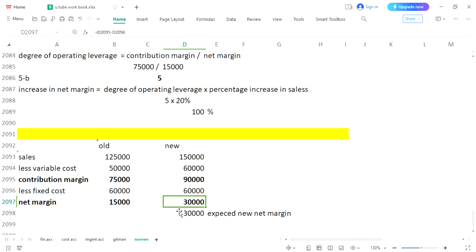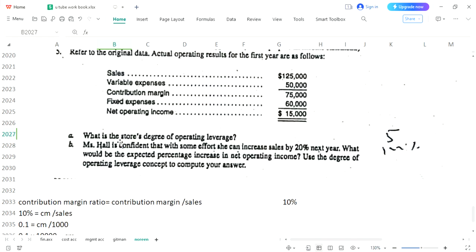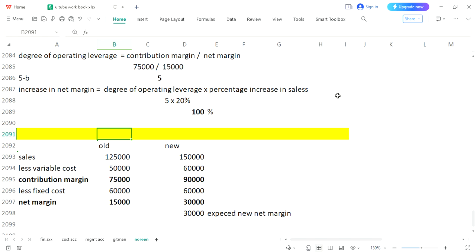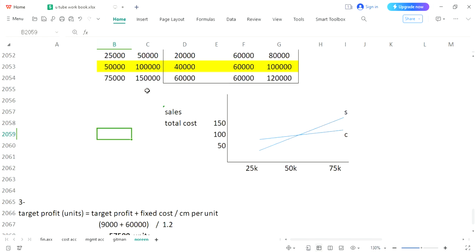Okay, we have proved it. You can see 30,000 was already written over here. As we calculated, 100% would be the change in net margin if 20% sale is increasing. Can you imagine? Only 20% sale has been increased, with which our net margin has been increased 100%, which is 30,000. We predicted without calculation that it should be 30,000, and thankfully it came 30,000. So in this way our fifth part is completed, A and B, 5 and 100.